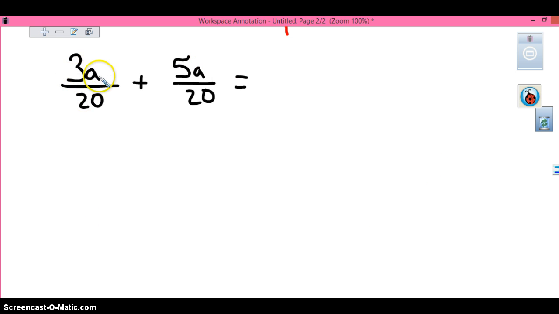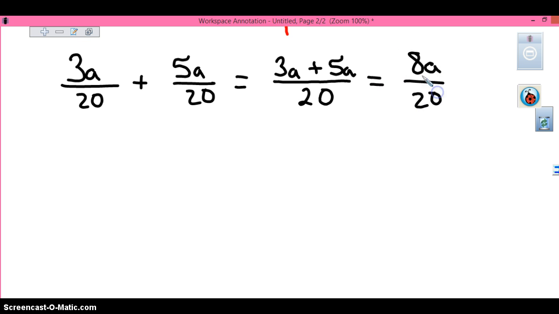We have to add 3a/20 plus 5a/20. These are like fractions, so we keep the denominator and add the numerators. The numerators are like terms, which means we can add them together. This means 8a/20. Can we simplify 8a/20? Yes. We can divide by 2. Well, we can divide by 4. And that means 2a/5.